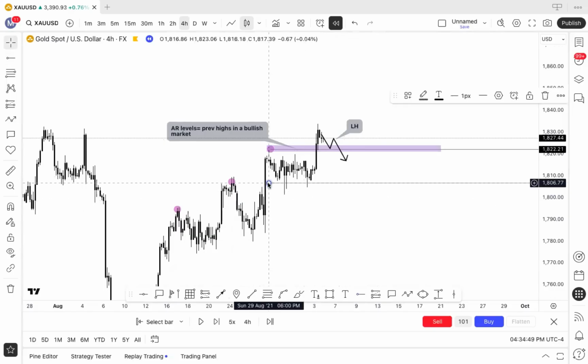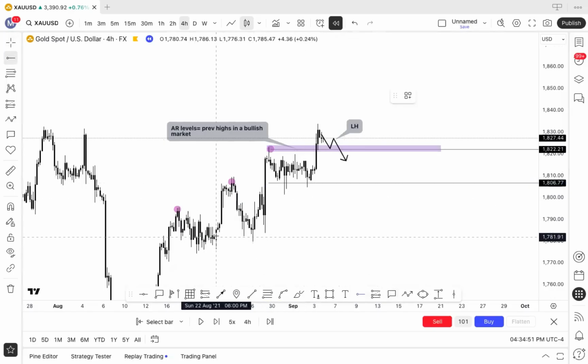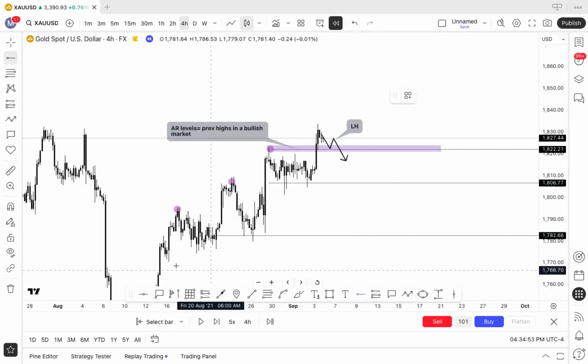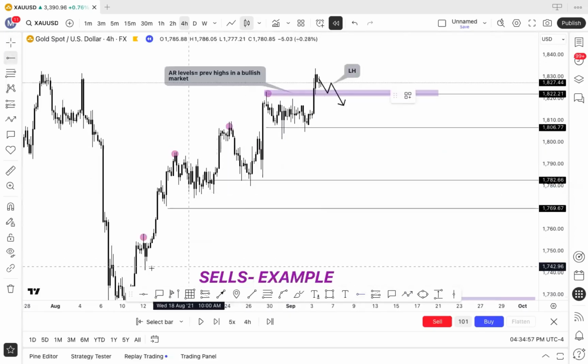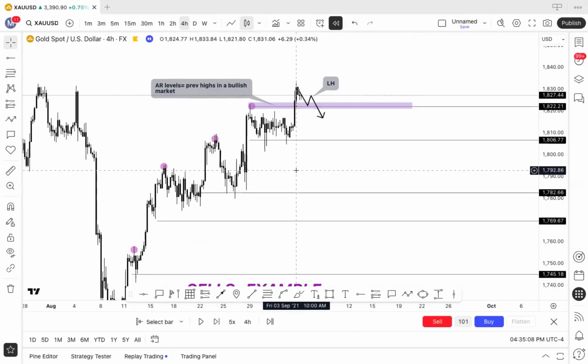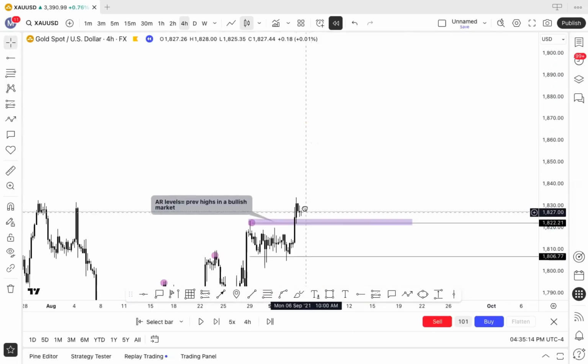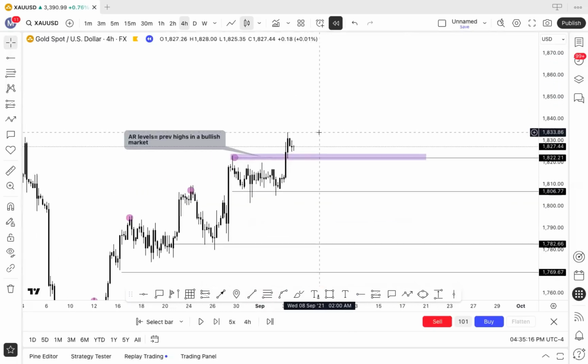So this would be the next level here. This would be the next level here. This would be the next level here. Beautiful. And let's continue. This would be the next level here. We need lows to be broken in a bearish market, and we need highs to be respected immediately. When you see an AR level, you are looking at the previous high or low that was created to help you confirm entry confirmations and trend direction.